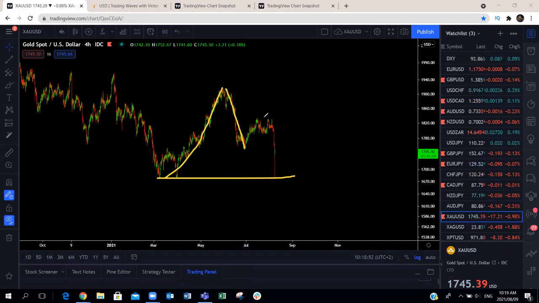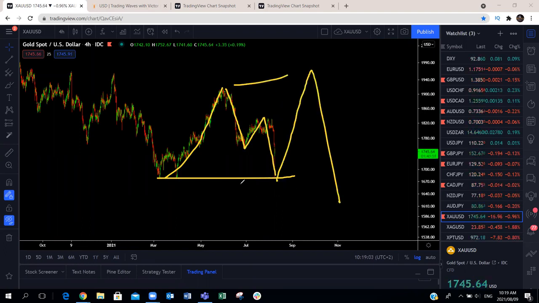We had a three-wave move around this level. We had a pulsing move downside here. Looks like we're going to see another move here on gold. We're going to see gold make a structure like this. We're already starting to bounce here with this move here. Let's see here if this move is going to be sustained.